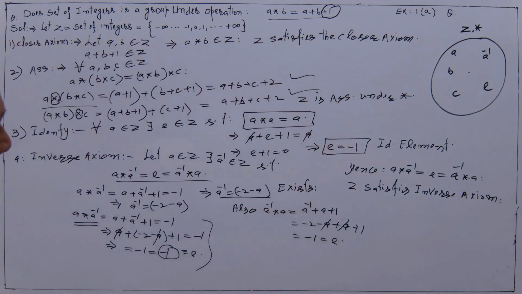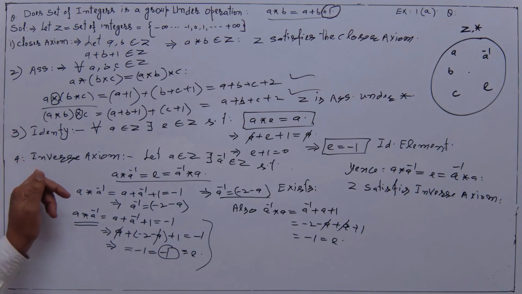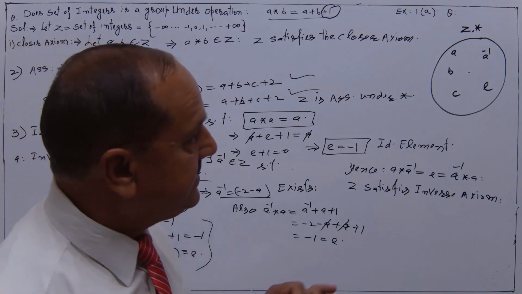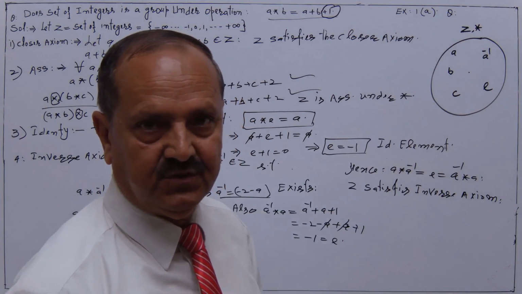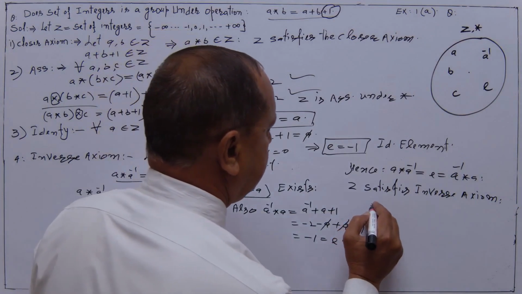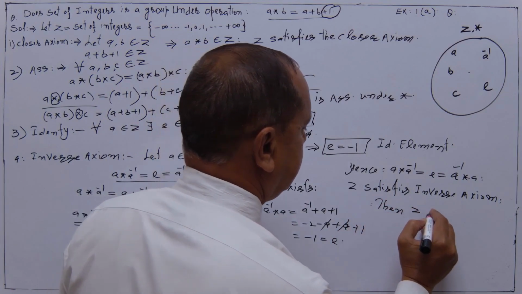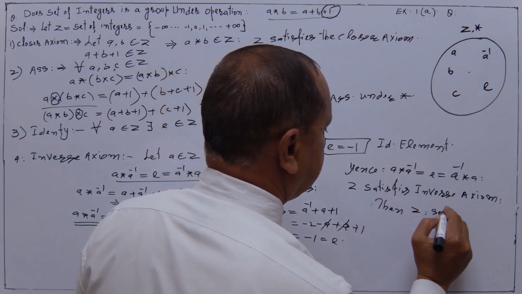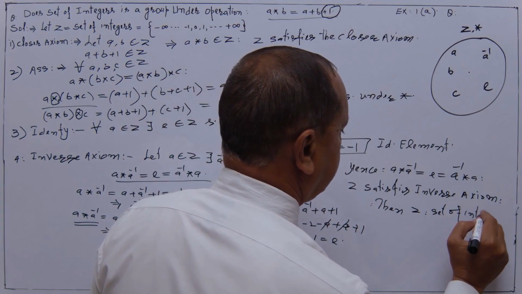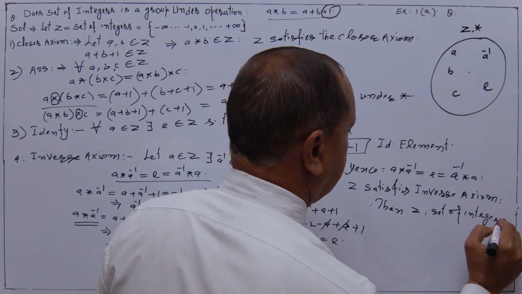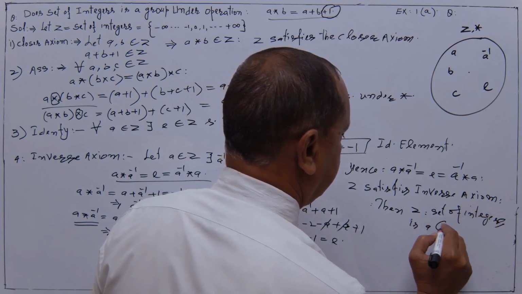ठीक. So when these four axioms are satisfied, it means given set of integers Z is a group. Thus Z, set of integers, is a group.